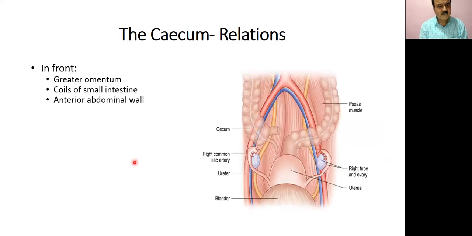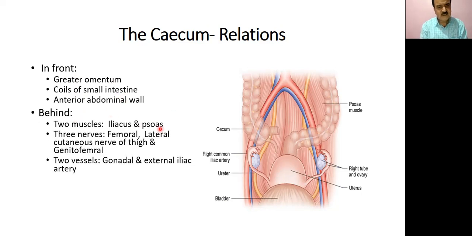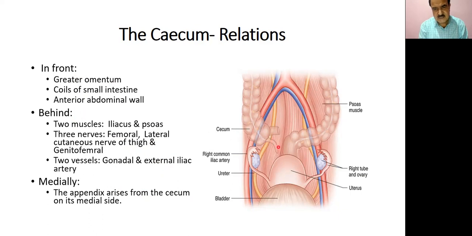Relations of the cecum. In front, we have the greater omentum, coils of the small intestine, and the anterior abdominal wall. Behind, two muscles, iliopsoas, as you are seeing here. This is the iliopsoas muscle. Three nerves: femoral, lateral cutaneous nerve of the thigh, and genitofemoral nerve. Two vessels: gonadal and external iliac artery. Medially, the appendix arises from the cecum. This is the appendix arising medially.